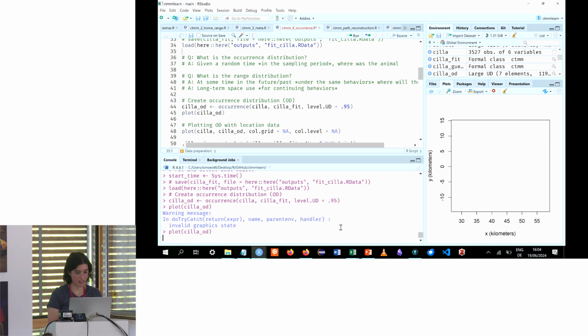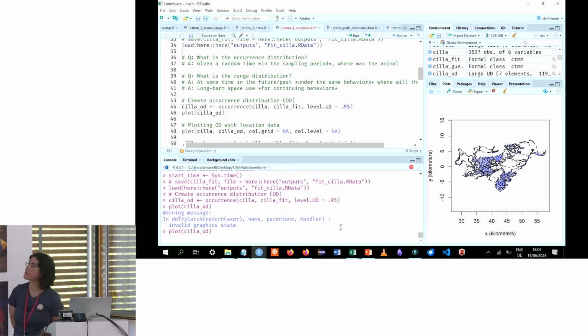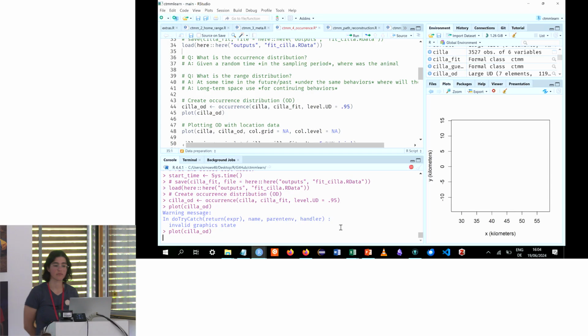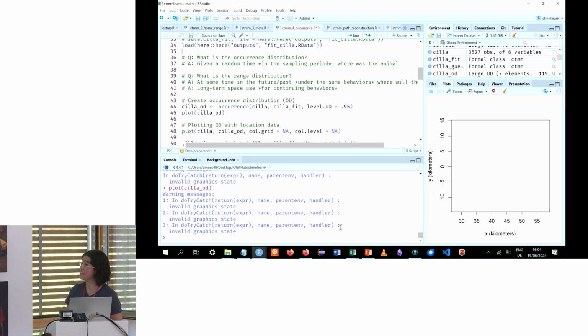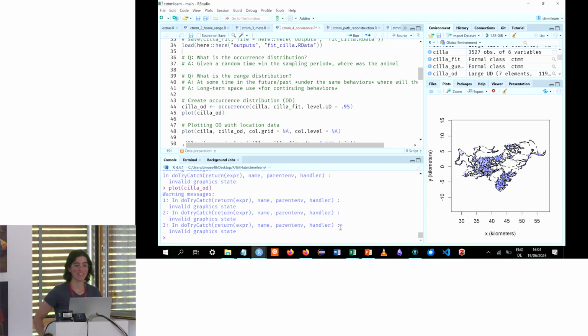Okay, it's saying it's having trouble with the plots, but let's try again. Okay, there we go. It popped up and disappeared. It was there for 1 second. I don't know if anyone saw it, but it was there. Okay, now it's back.